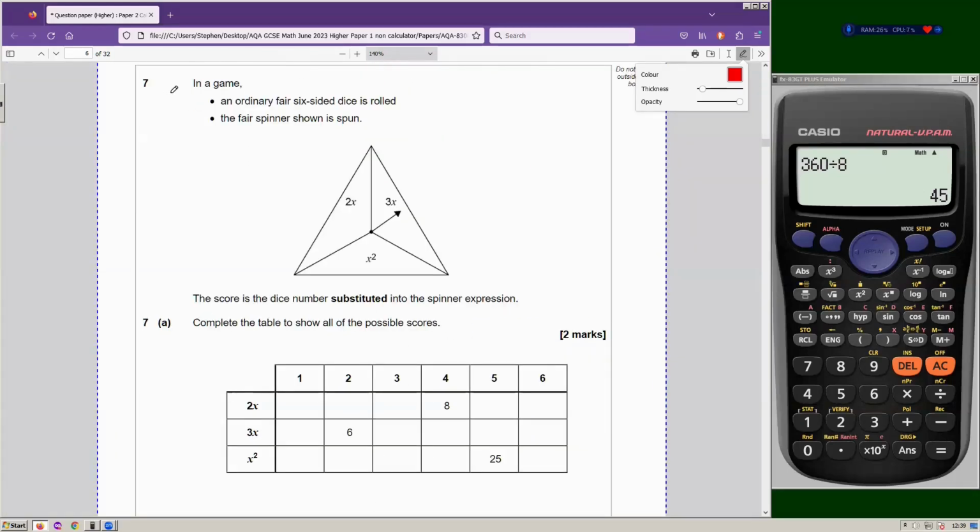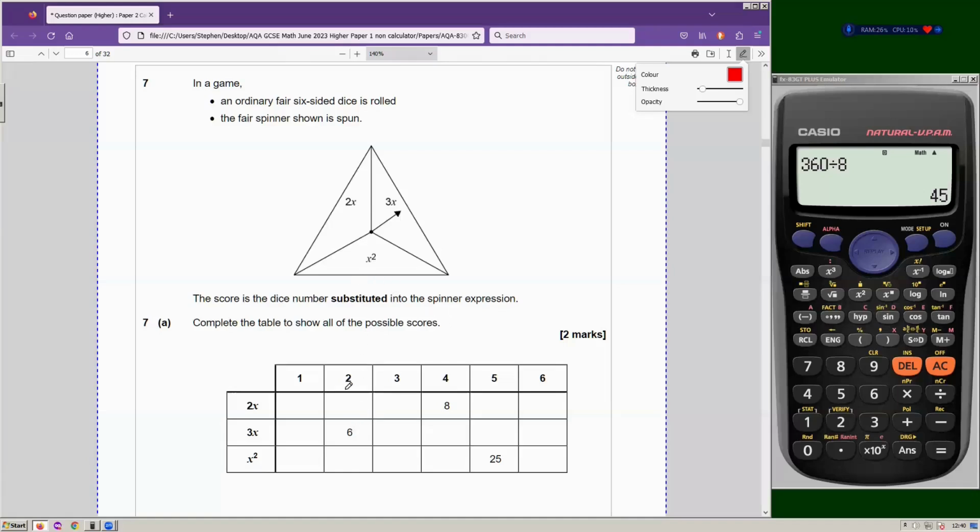Question 7. In a game, an ordinary fair six-sided dice is rolled. Also, the fair spinner shown is spun. The score is the dice number substituted into the spinner expression. Okay. Complete the table to show all of the possible scores.